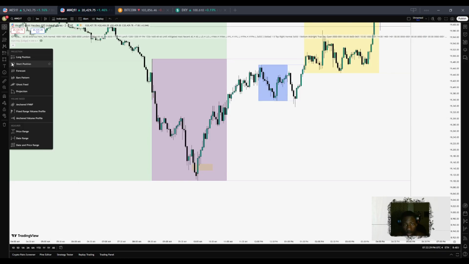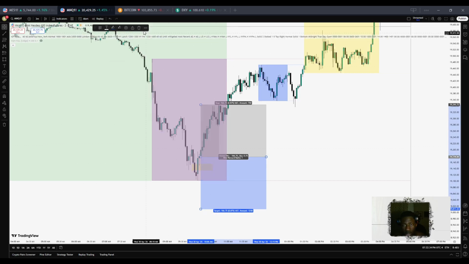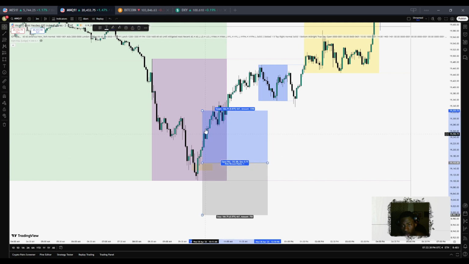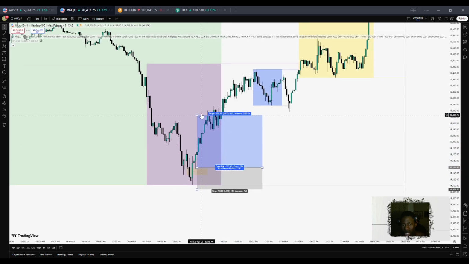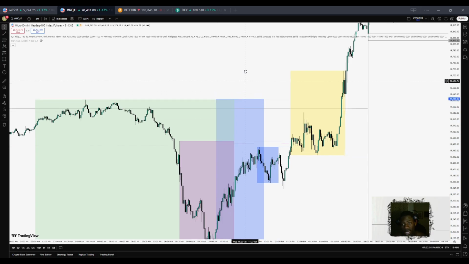If you want to play it safe, you can get in right there. You can either put your stop just underneath this low, maybe 5 points beneath this low, and then you can target London highs, previous day high, or maybe weekly highs.